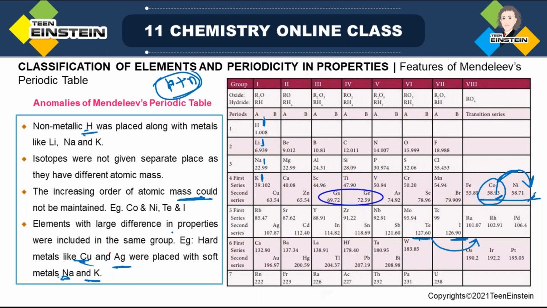They should not be present in the same group. But see, sodium, potassium are present in the first group. Here, copper is also present. Silver is also present. Under each group, as we know, there are subgroups A and B. So K is present as 1A, copper is present as 1B. But they are in the same group, so there should be some similar properties. But these are soft metals, so these two should not be with the soft metals because they are hard metals. So these are some points of anomalies for Mendeleev's periodic table.